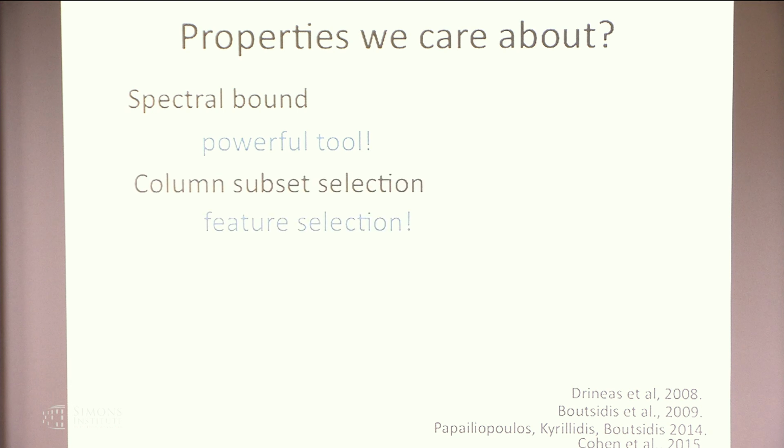Another property that we might be interested in is column subset selection. In my context, this is used as a feature selection algorithm. The idea here is that you want to find a small number of columns that approximate the column space of A nearly as well as the top K singular vectors of A. This is a question that has been interrogated before with leverage score sampling.